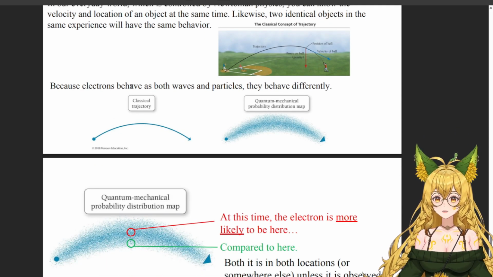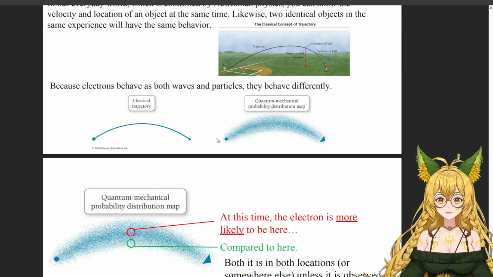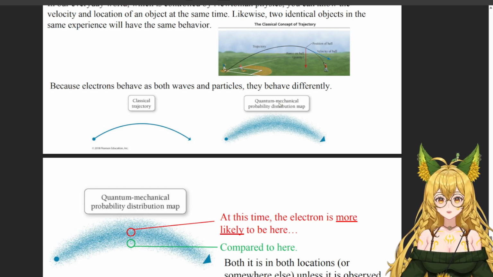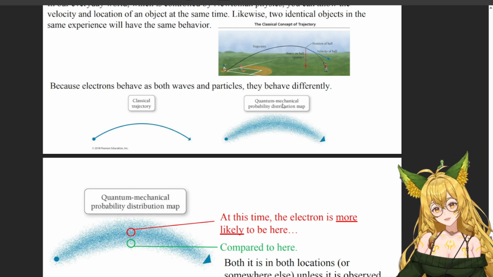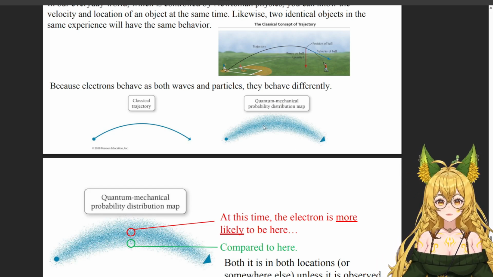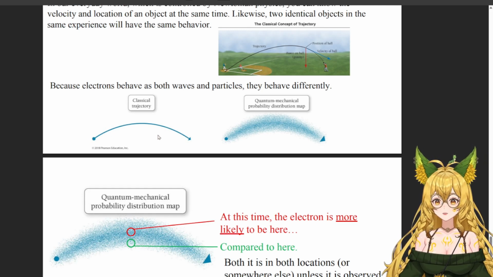Because electrons behave both as waves and particles, they behave differently here. As particles, they're still going to be on what's called a quantum mechanical probability distribution map, which is a pretty big thing, but basically it's a dot map of the trajectory. And then we have our little classic trajectory here.